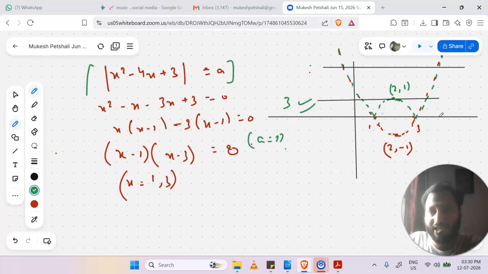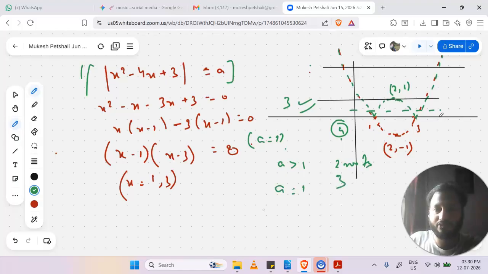Okay, what if a lies between 0 and 1? You can have a look at it over here. It intersects this curve at exactly 4 points. So there will be 4 roots. So the number of roots this equation has depends on the value of a. For a greater than 1, 2 roots are there. For a equal to 1, 3 roots are there, and for a between 0 and 1, 4 roots are there.